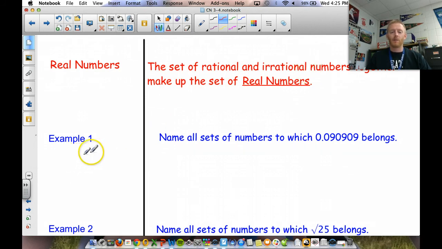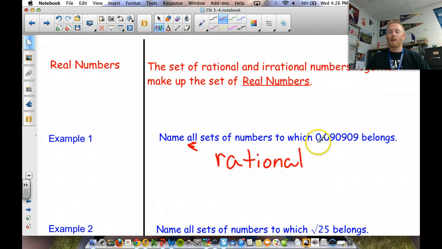And so our first example, we're supposed to name all of the sets of numbers to which 0.090909 belongs. I'll tell you right away, it is a rational number. And that's because it's not whole, which means it's not an integer. And we're going to make sure that we have that it can be written as a fraction because 0.09 repeating is 1 over 11. Okay?